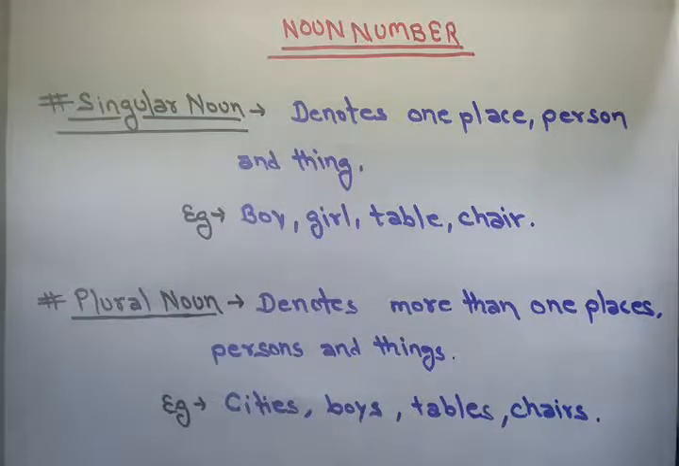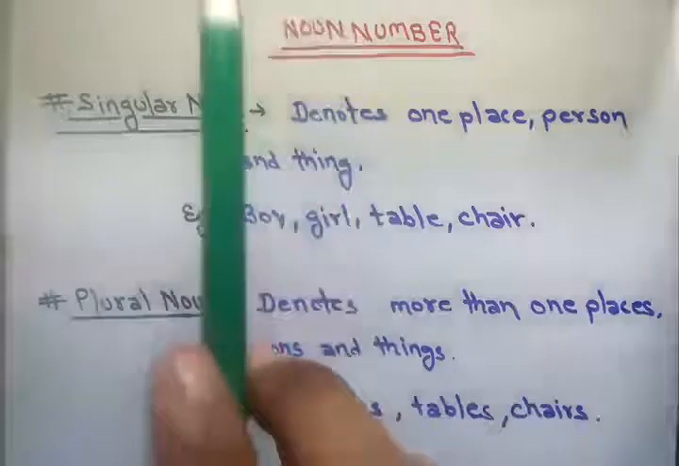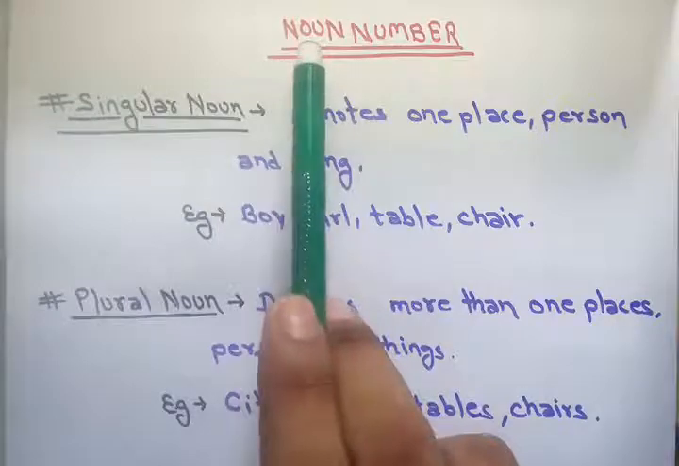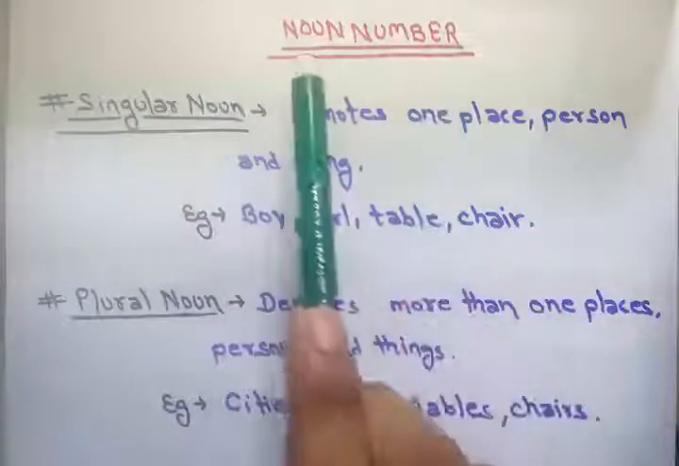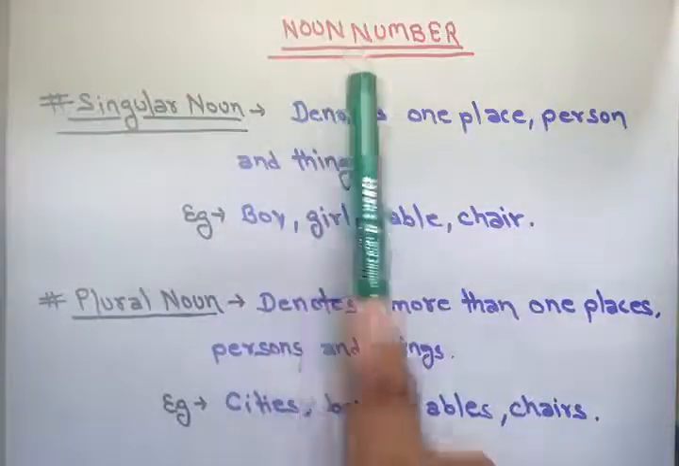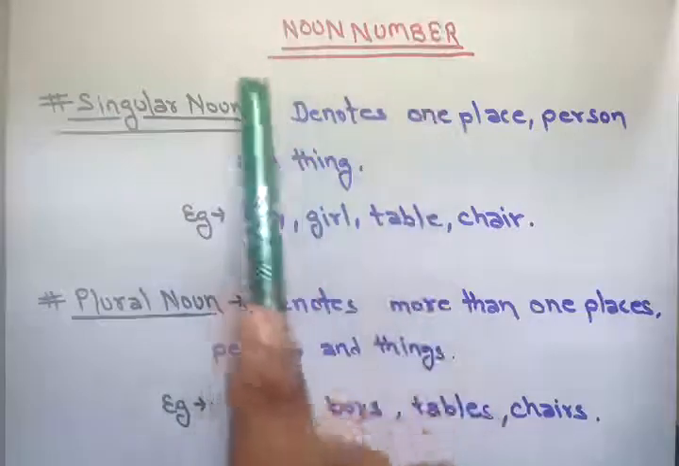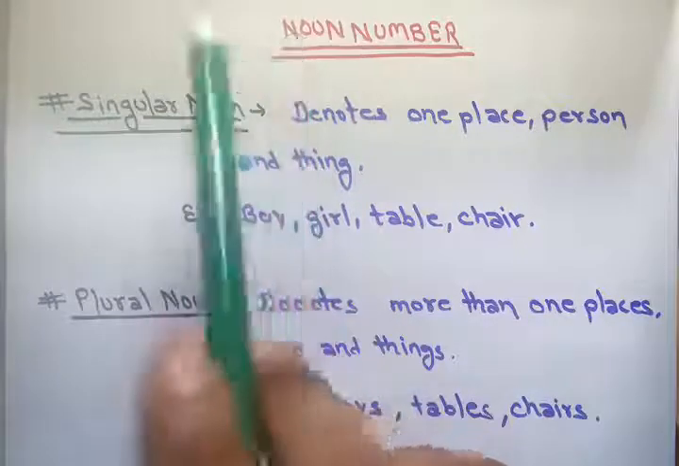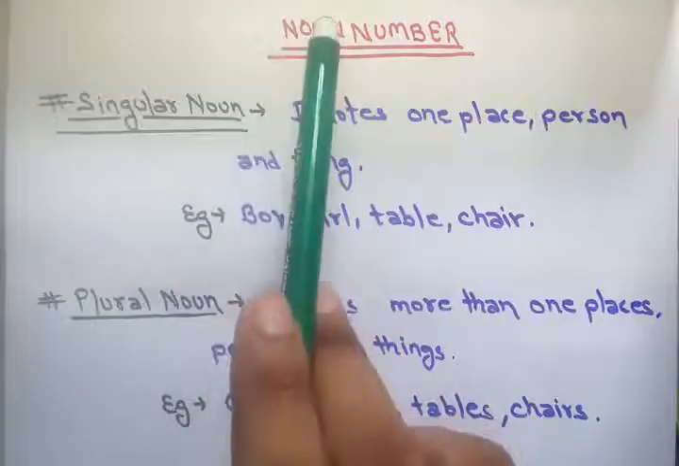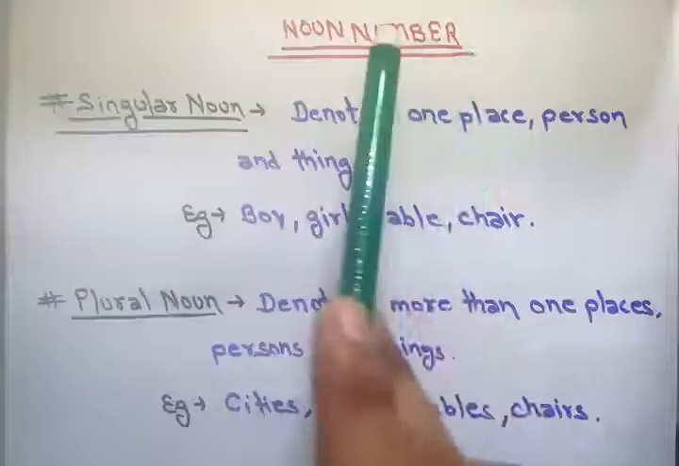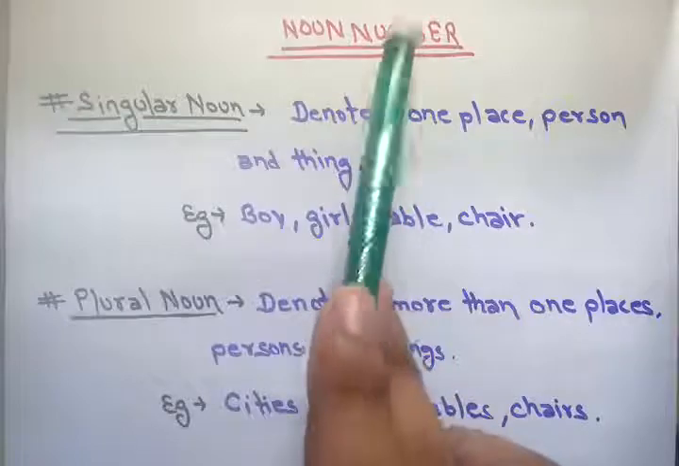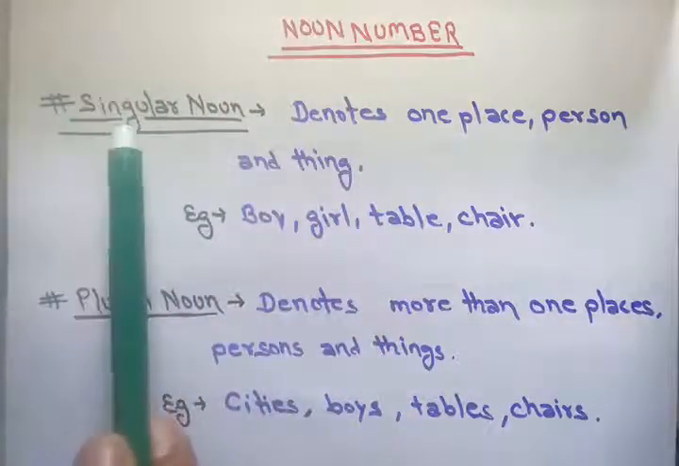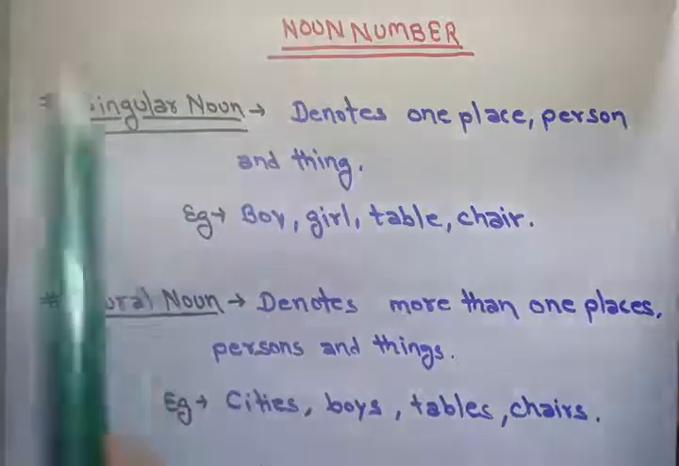Now we will discuss the remaining part of the noun: noun number. What is noun number? Noun means a name of a person, place, or thing, and number means using s or es after it. First, singular noun and plural noun.